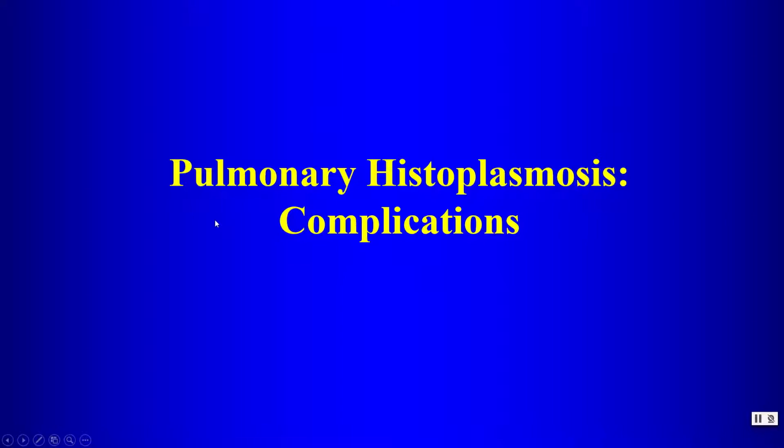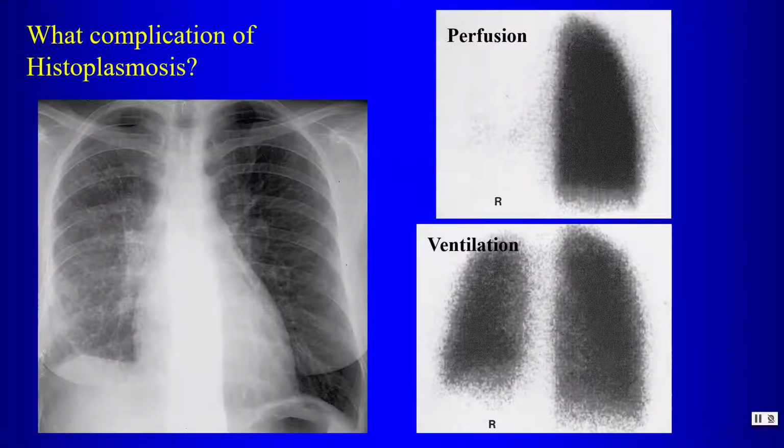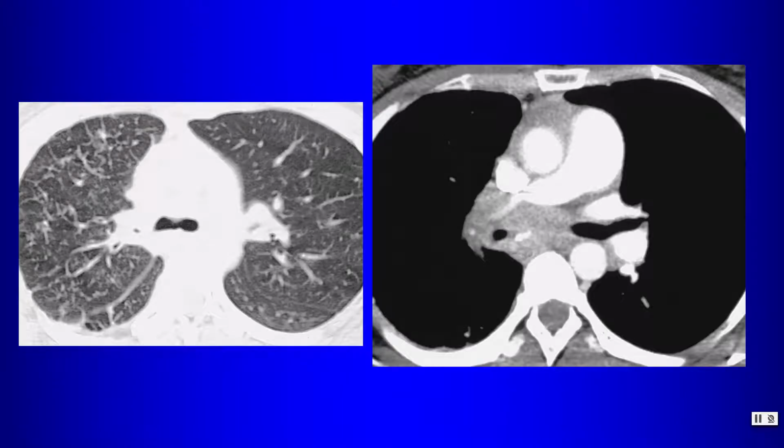Now, there are a whole host of complications that might occur from histoplasmosis. Here's a nice example where we're looking at the chest x-ray, and we have volume loss in the right lung, a little bit of fullness in the right hilum. The perfusion scan shows a complete lack of perfusion to the right lung, even though there is ventilation to the right lung. So something is obstructing the blood flow to the right lung. Well, what complication of histoplasmosis is this? Well, this is what we see with fibrosing mediastinitis.